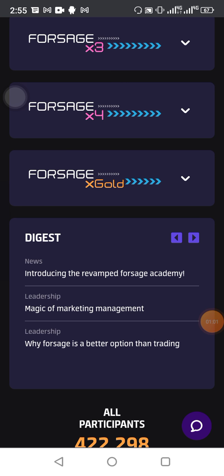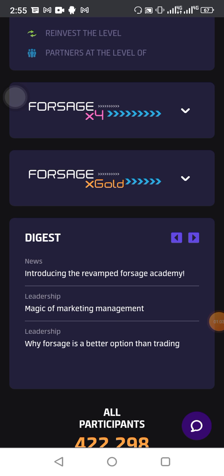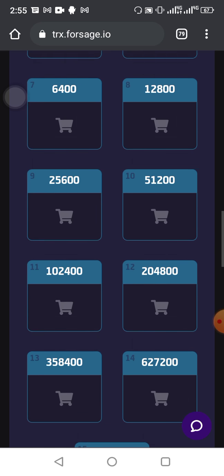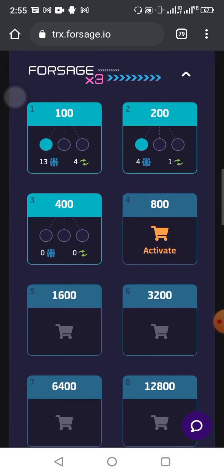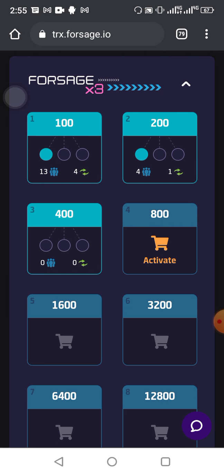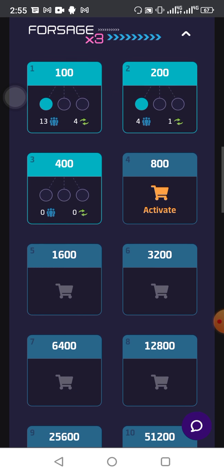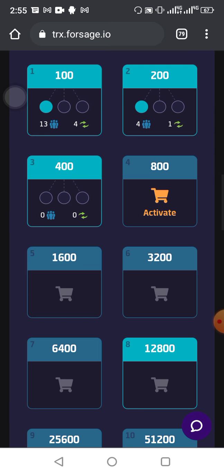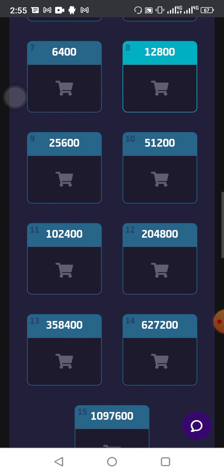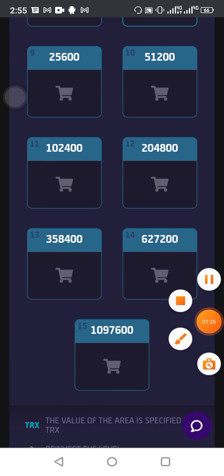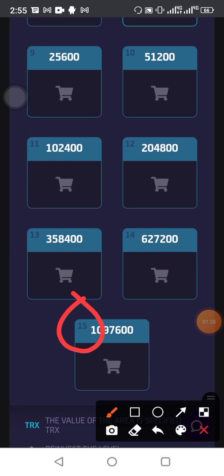So this is the Forsage X3 program. You are looking at it expanded. Now the first thing I just want to say here is that the Forsage X3 program, like the Forsage X4 and Forsage X Gold, have 15 levels. Looking at this here from level 1 down to level 15, this is level 15.